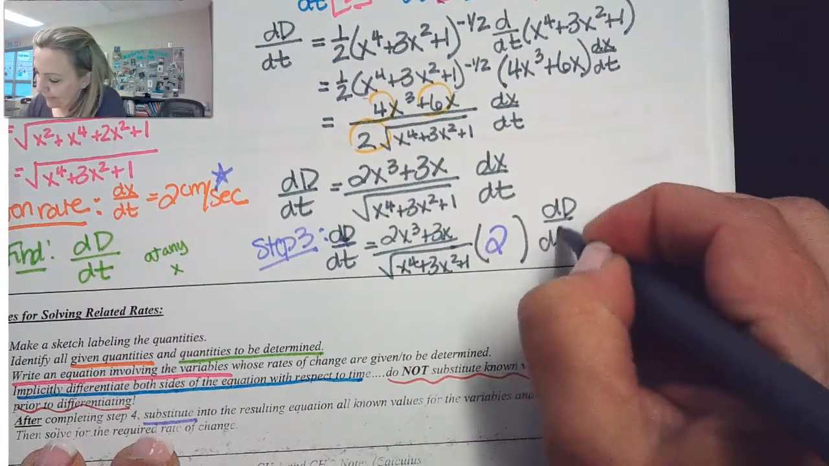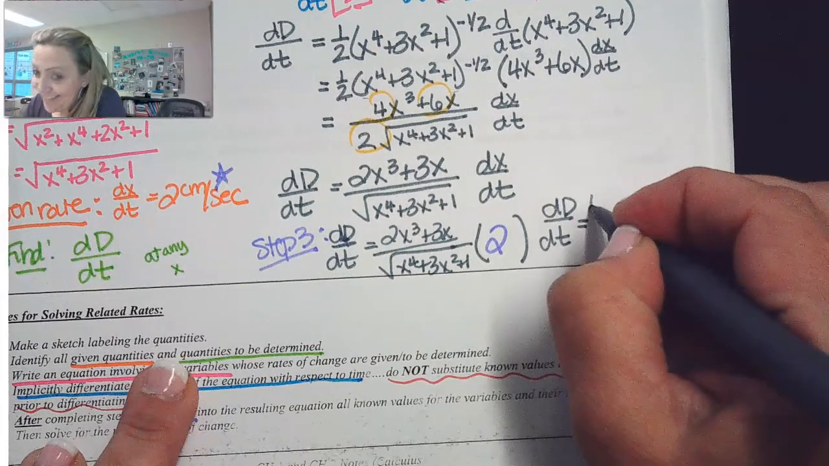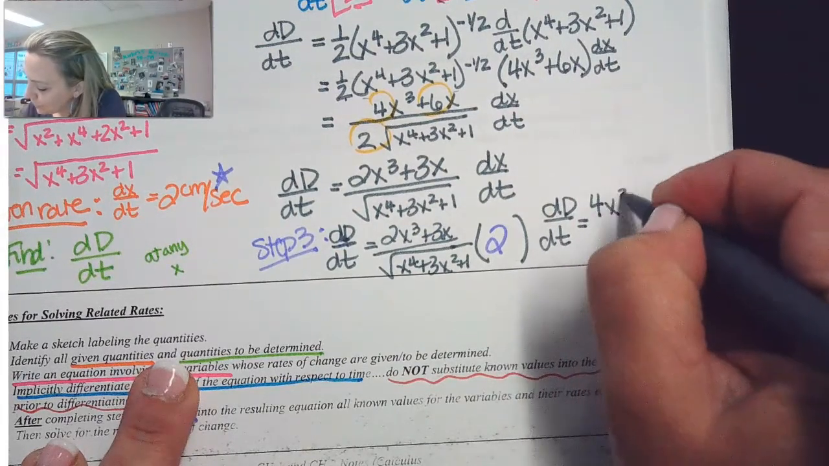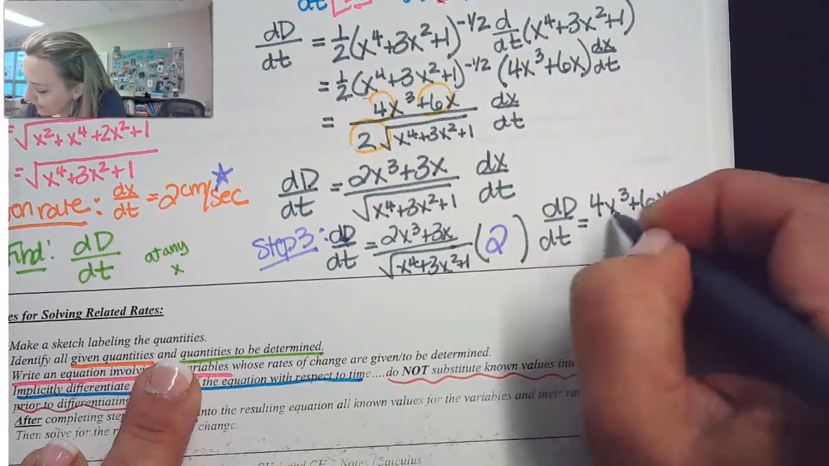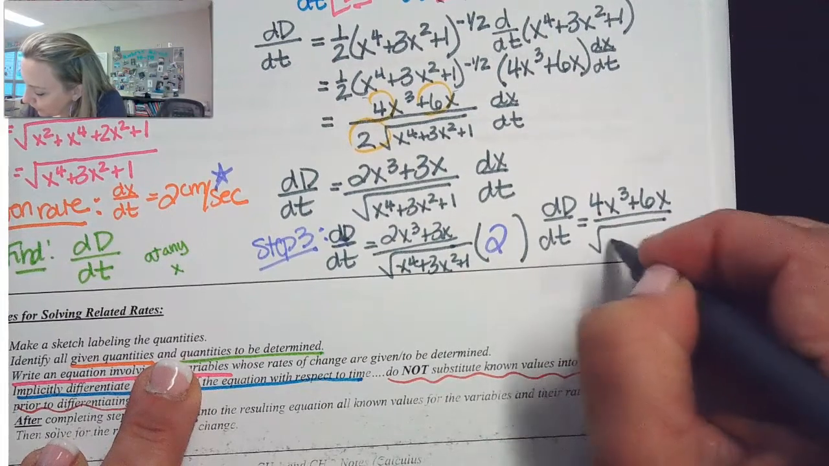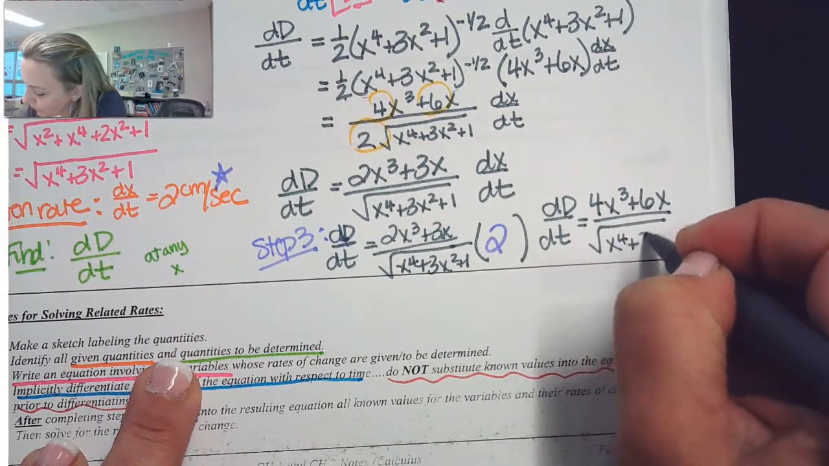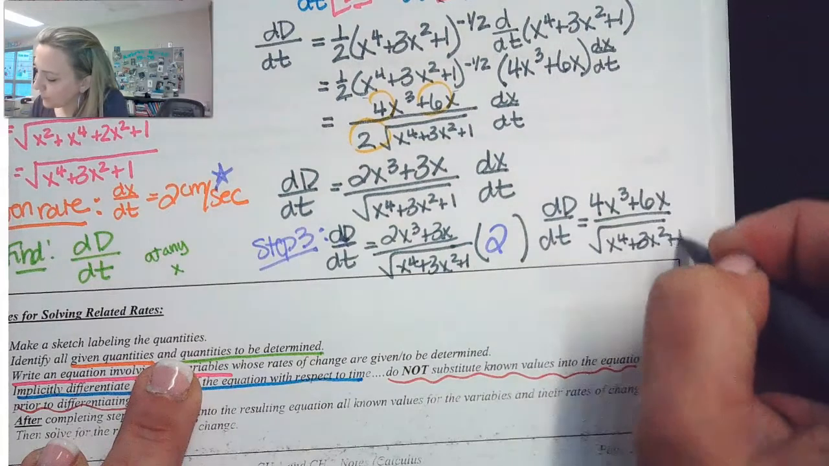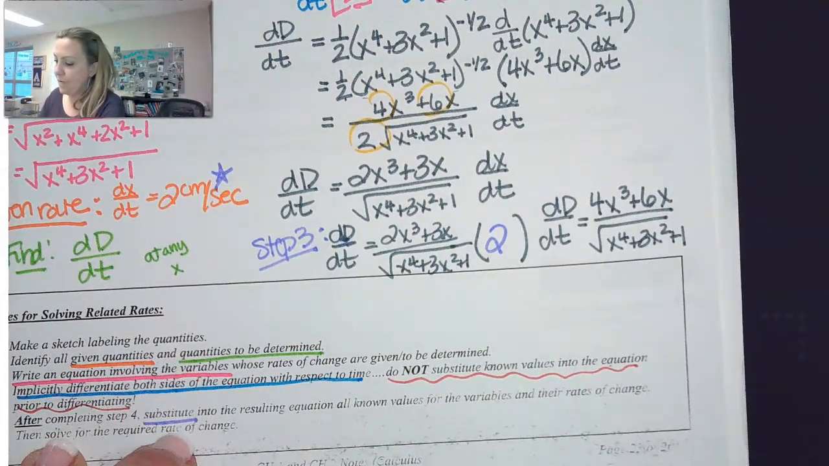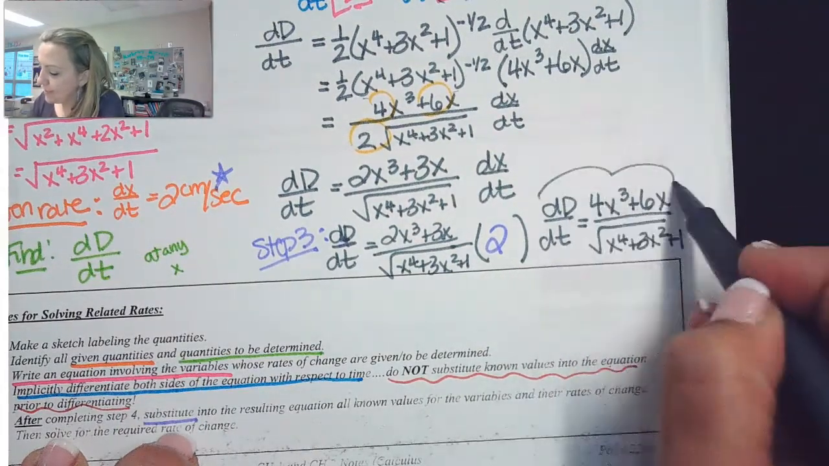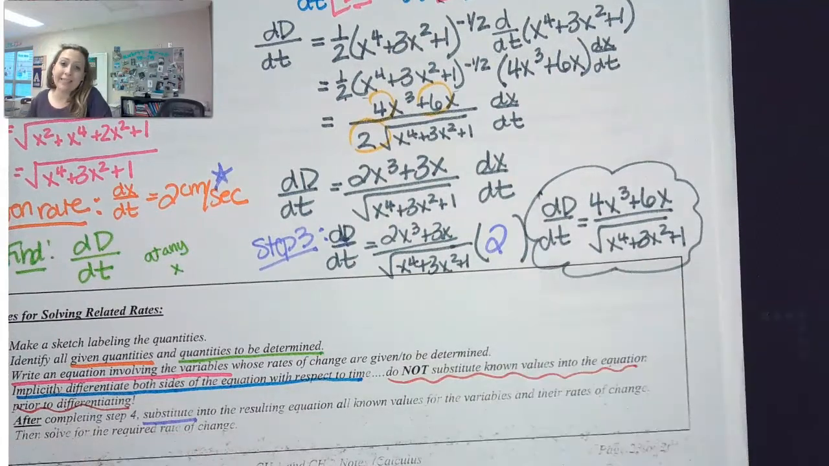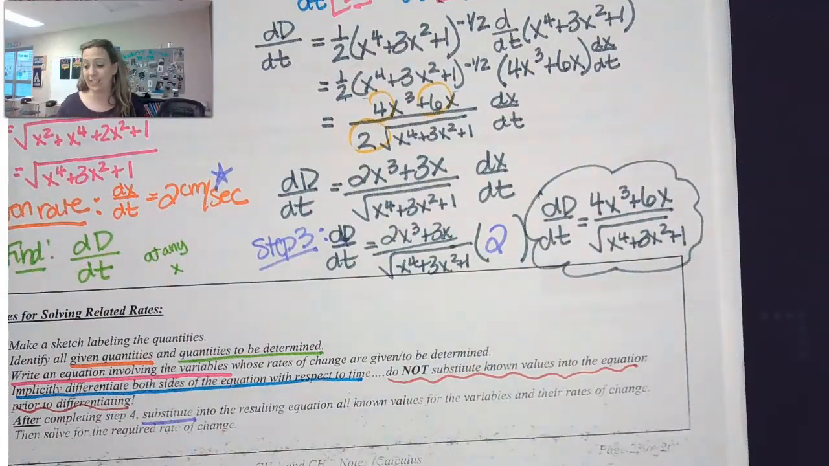This one isn't as exciting. So then I could say that this is 4x cubed plus 6x over the square root of x to the fourth plus 3x squared plus 1. Okay, so this is at any x value. So what that means is that, because it's in regards to x, you could find it for any x value now that you've done all that work.